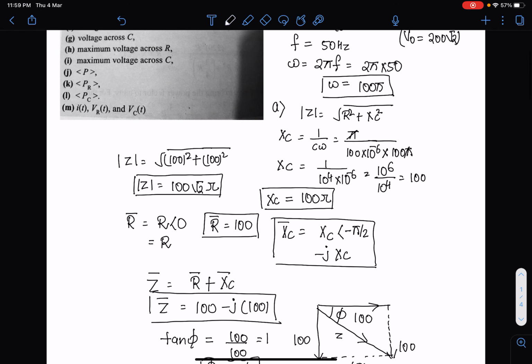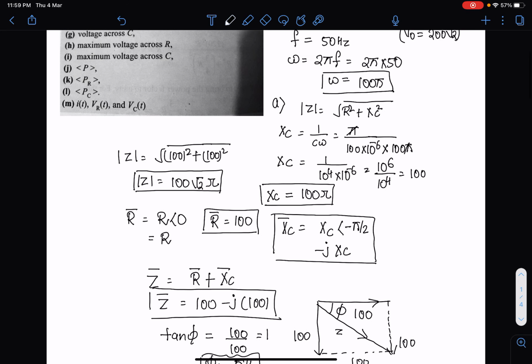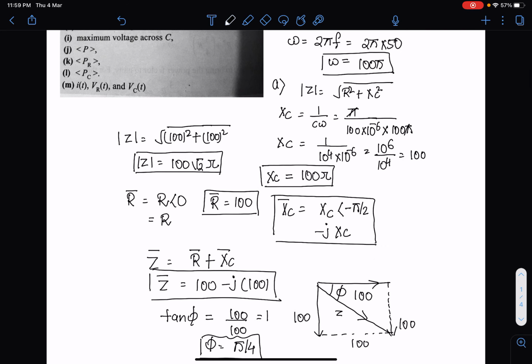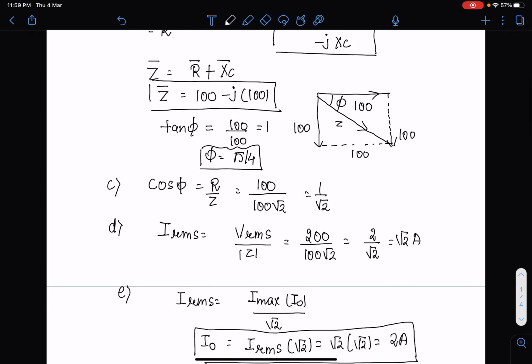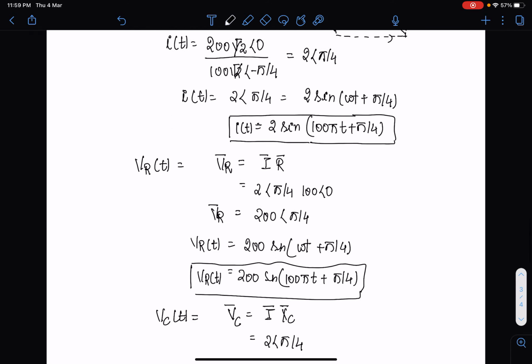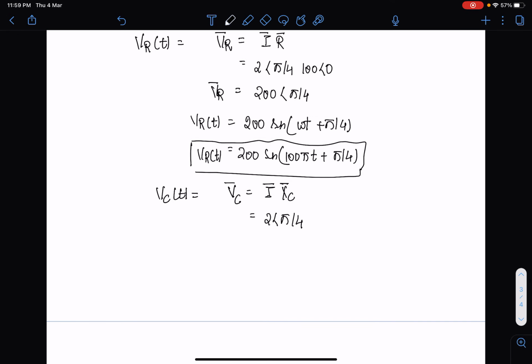How can you write the XC phasor? You can write XC phasor as XC angle minus π/2, and the value of XC is 100, so you write it as XC angle minus π/2, that is 100 angle minus π/2. So this will be equal to 2 into 100, 200 angle π/4 minus π/2.